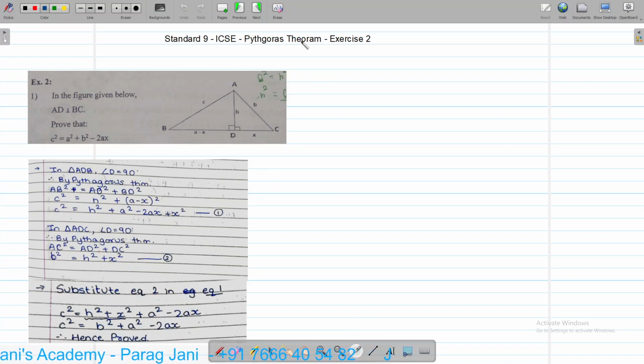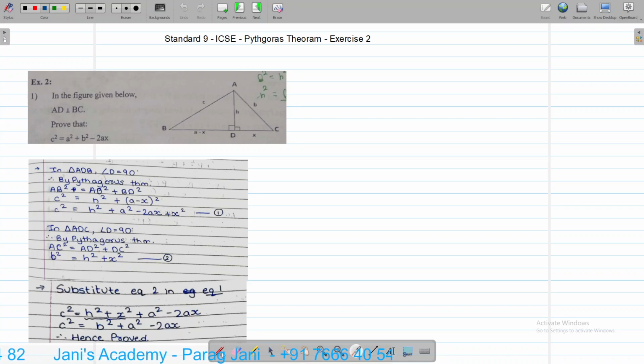Now this is exercise 2. Here we have the first question: AD is perpendicular to BC, and they have given some values. AD is h, AC is b. What you have to prove is that c square is equal to a square plus b square minus 2ax.